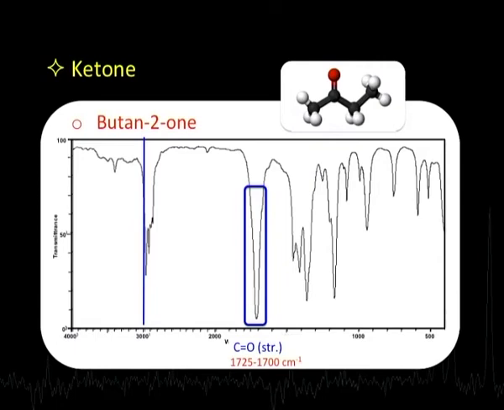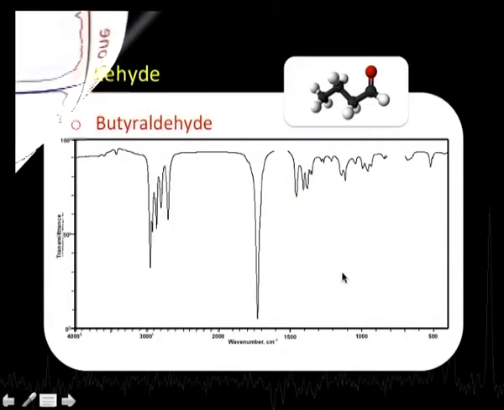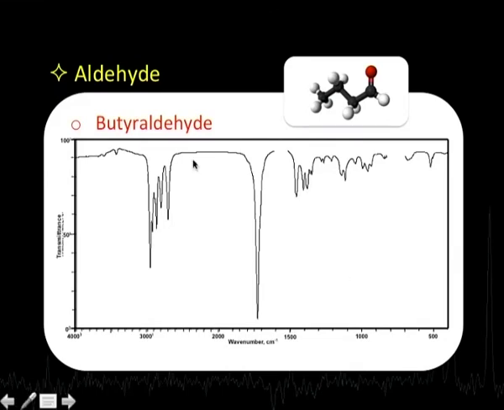It could be a ketone or an aldehyde. If it is an aldehyde, we have to look for a few more things. Now, let us move forward and see what kind of spectrum we get in case of an aldehyde. So, this is butyraldehyde. Now, in this case, what do we observe?